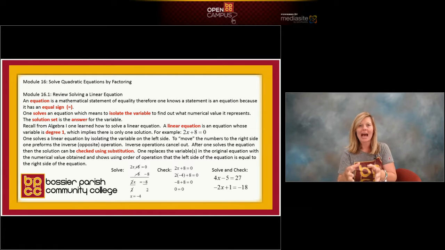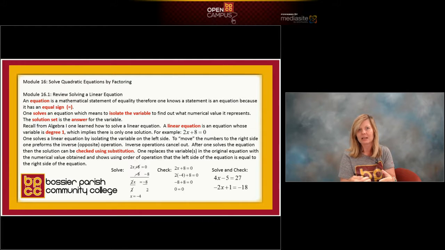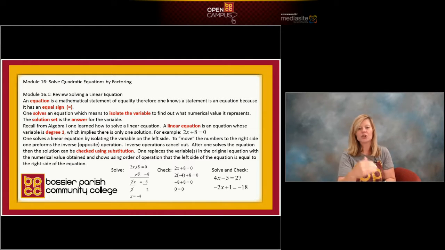But x is still not isolated. Now there's a 2 connected to the x. And they're side by side, so they're connected by multiplication. Well, the way you move multiplication is you do division. And in algebra, we use the fraction bar for division. So instead of multiplying by 2, we're going to do the opposite, the inverse. We're going to divide the left side by 2, and we're going to keep balance and divide the right side by 2. So now on the left side, 2x divided by 2 would be 1x, but we don't need to write the coefficient of 1, so we just write good old x. On the right side, negative 8 divided by 2 is negative 4.